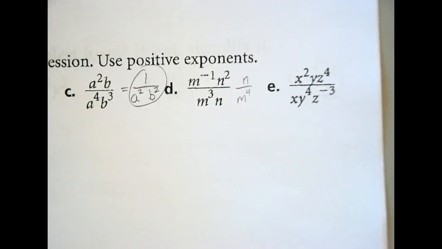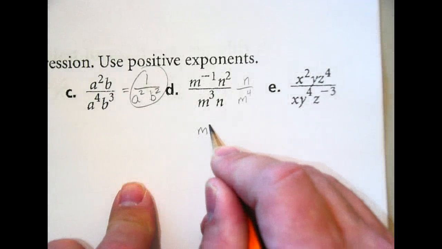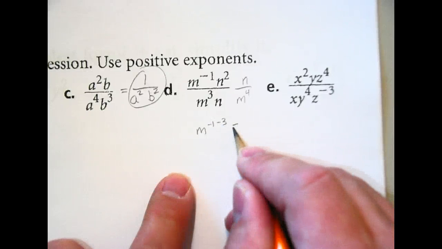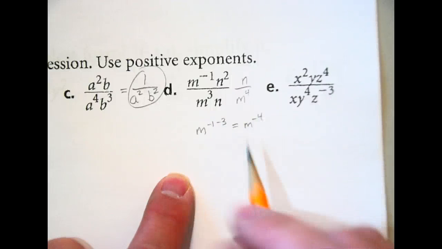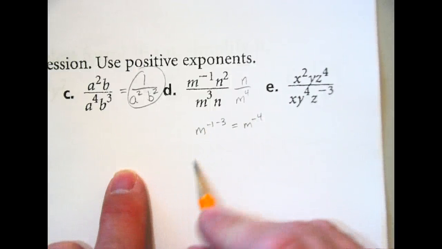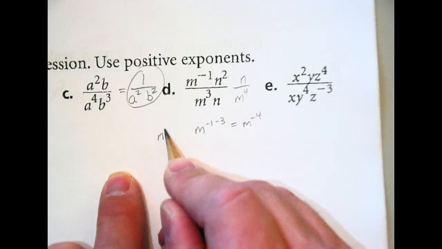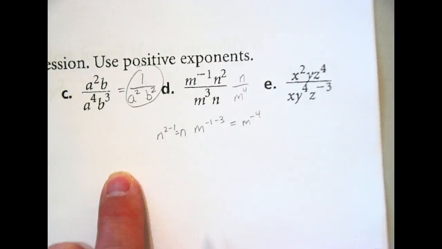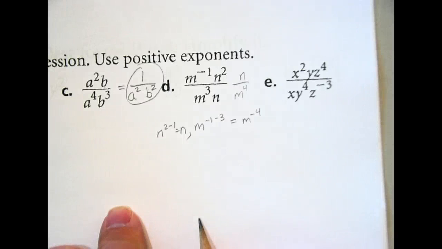Negative 1 minus 3 is negative 4. And so it has to be the denominator because your exponent has to be positive. And 2 minus 1 is 1. And so that's m to the first, or just 1. And since that's positive, that becomes the numerator. And then m to the fourth.